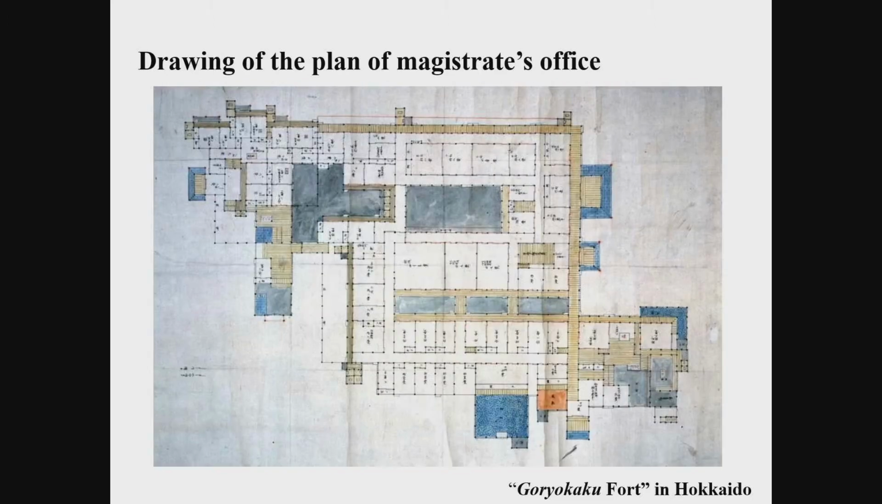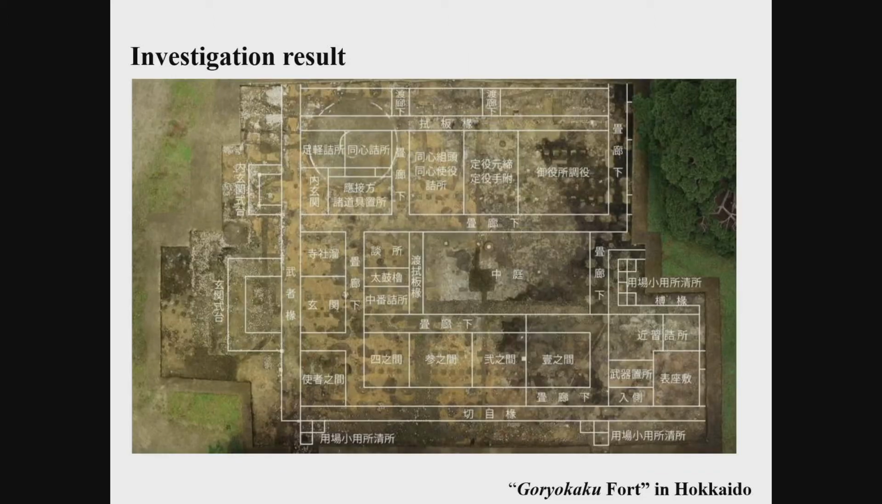This is a pictorial drawing of the plan of the Magistrate's office. Investigation of documentary records like this is also important, as well as the excavation survey. This photo is a composite image made by superimposing a drawing plotted from the pictorial drawing shown in the previous slide over the photo showing the state of the archaeological site after the excavation survey is completed.